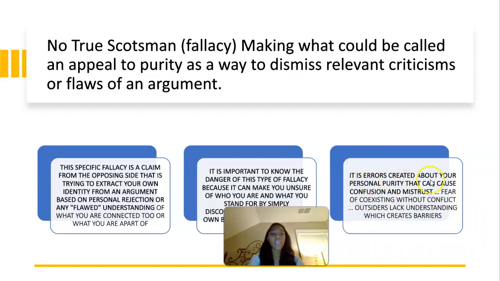It is errors created about your personal purity that can cause confusion and mistrust. It can cause fear of coexisting without conflict with two opposing sides. And it also makes it so that outsiders who aren't a part of your specific group lack understanding, which creates barriers. That is why arguments even arise, because this person is either intentionally lacking the knowledge to understand your group or just doesn't care, because some people argue just to argue.